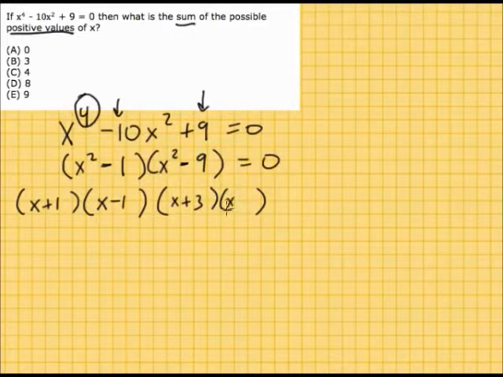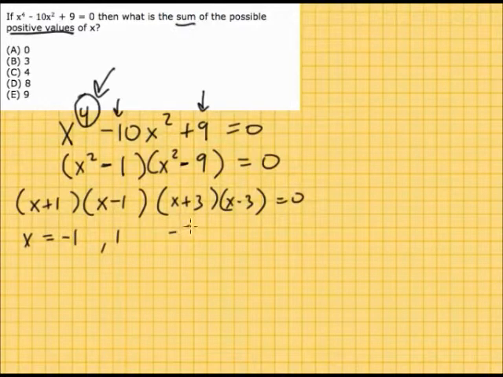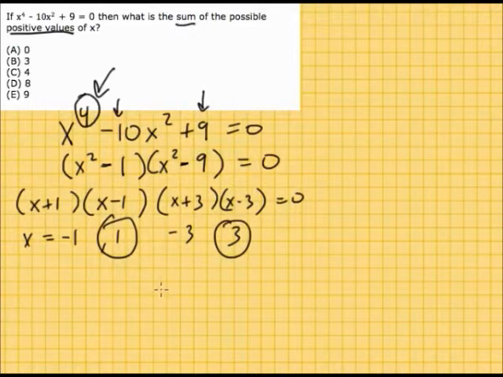So these are the four parentheses that the original clue told us about, and now we've got to figure out the solutions. The solutions would be minus 1, plus 1, minus 3, and plus 3. But we don't want all the solutions, we just want the positive ones. If you take the positive solutions, 1 and 3, and add them together, you'll get 4. And that's answer choice C.